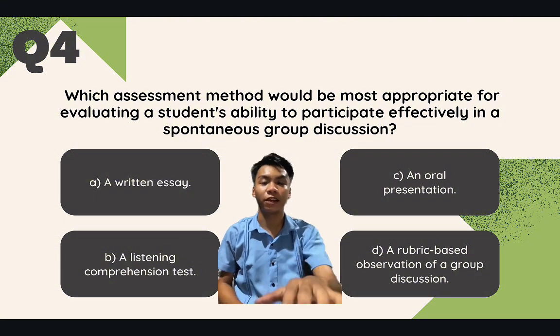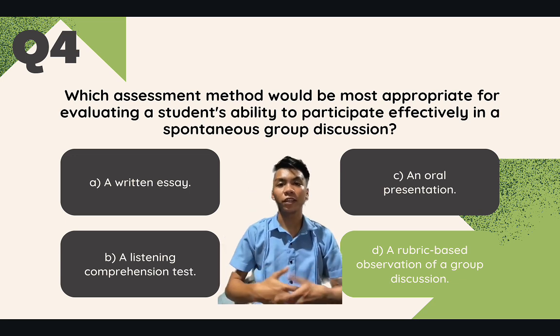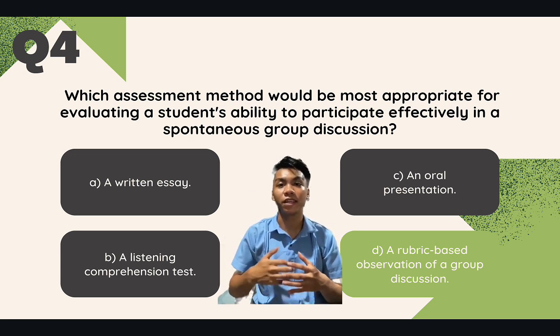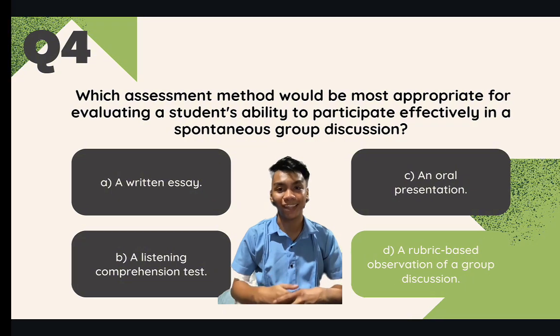Time's up. The correct answer is letter D, a rubric-based observation of a group discussion. To assess participation in a spontaneous group discussion, you need to observe students as they discuss. A rubric provides clear criteria for evaluating their interactive speaking skills, such as turn-taking, contributing ideas, and responding appropriately within that specific context.